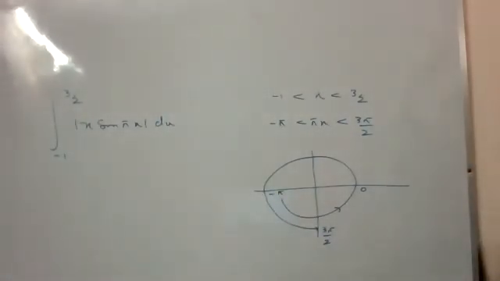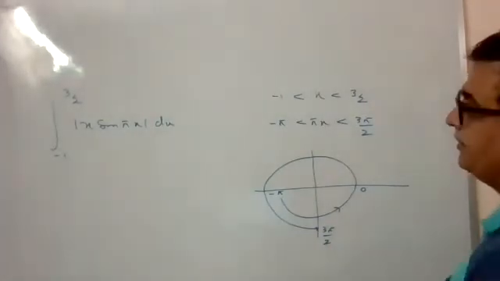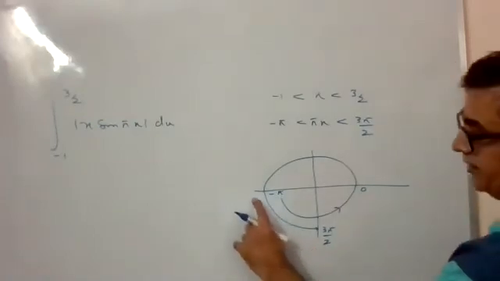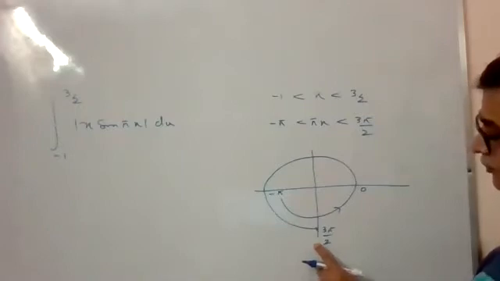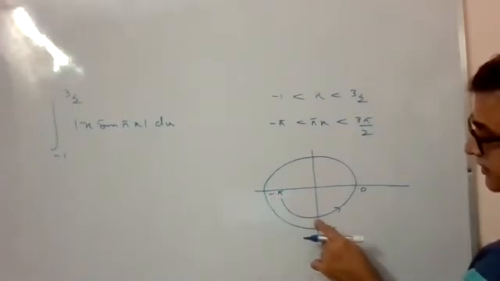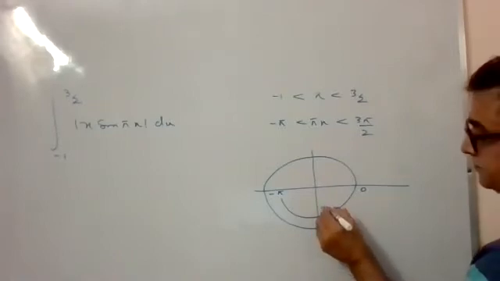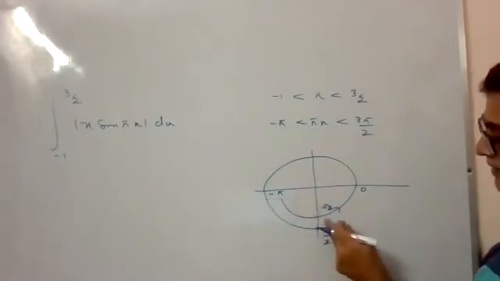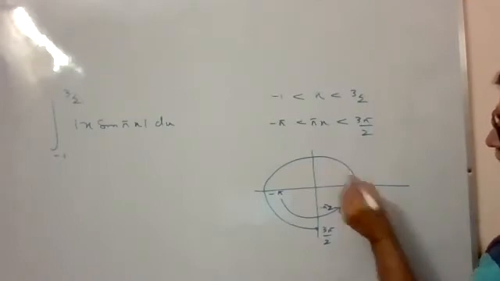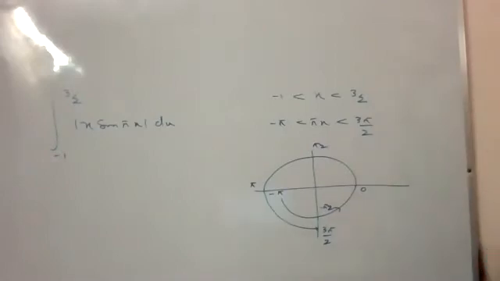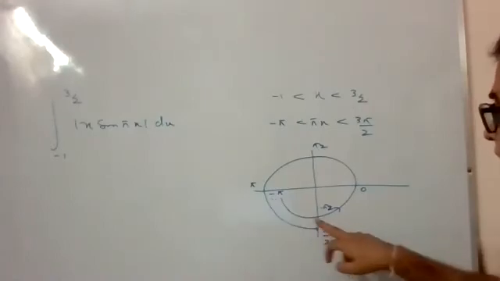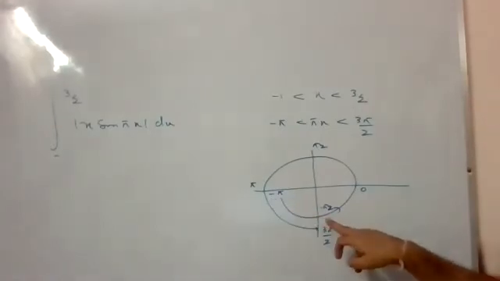So what we are going to do here is divide this into quadrants. First I'll take -1, then -1 to -half. This will be -pi, then -pi by 2, then 0, then pi by 2, then pi, then 3 pi by 2. So we will take the cases now. First case, when I take -1 to -half, this will be -pi to -pi by 2.